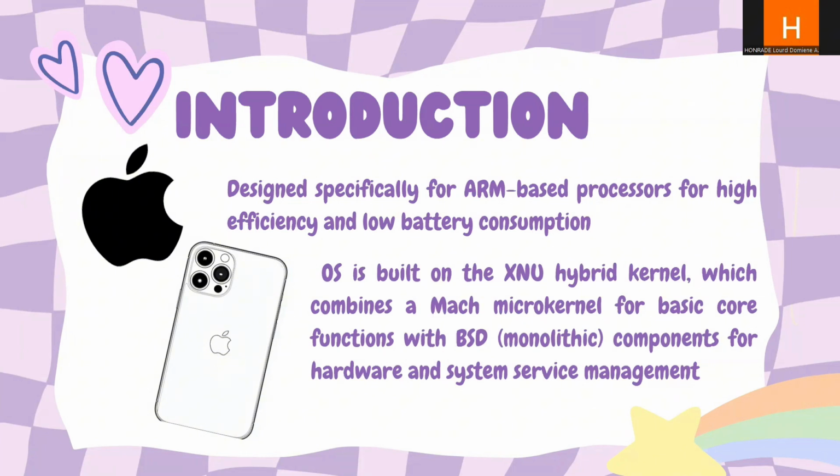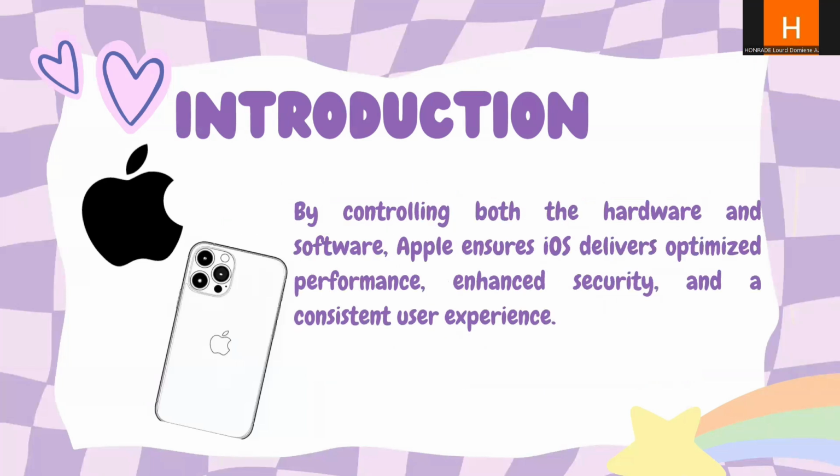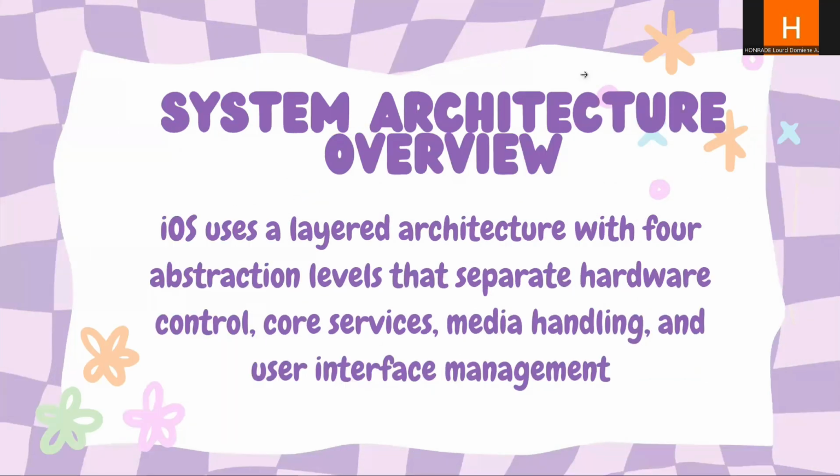This blends two systems together: Mach, which handles core operations quickly, and BSD, which manages things like hardware, files, and networking. By combining the two, iOS can handle both small and complex tasks without slowing down. And because Apple controls every part of the process, users get a consistent experience across devices. Smooth performance, strong security, and the same familiar feel whether you're using an iPhone or an iPad. Move on to the system architecture overview of iOS.